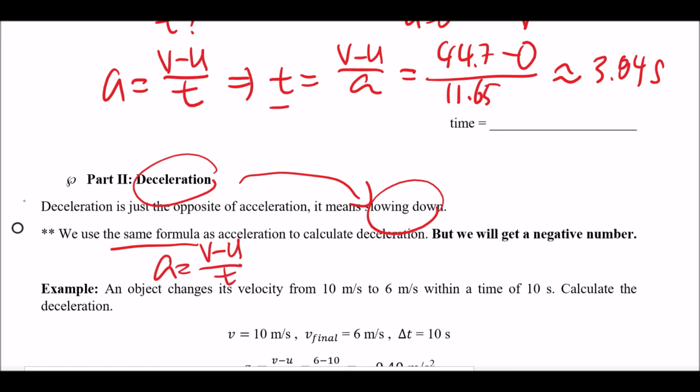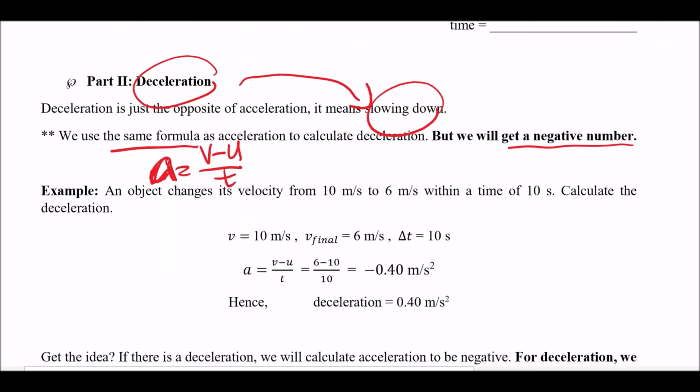Okay, but don't change a to d. Deceleration doesn't mean we use the letter d. No, we use the letter a as well, but the difference is if the object is decelerating, if you use the formula, we will get a negative number for a. Okay, let's look at an example. What do I mean by that?